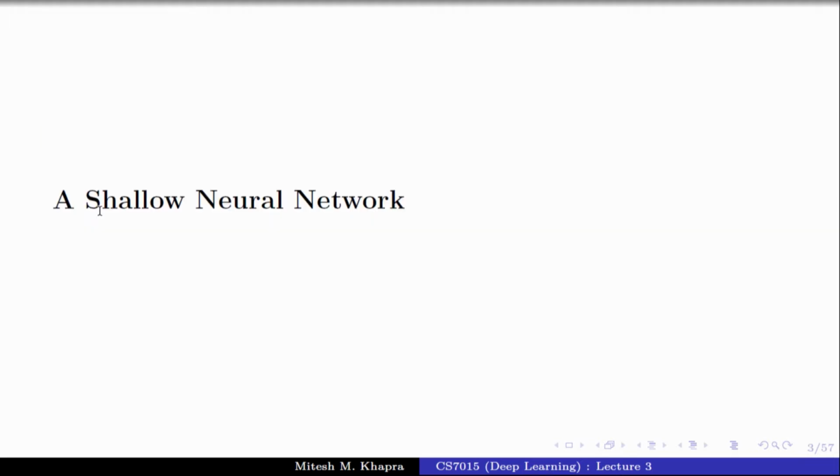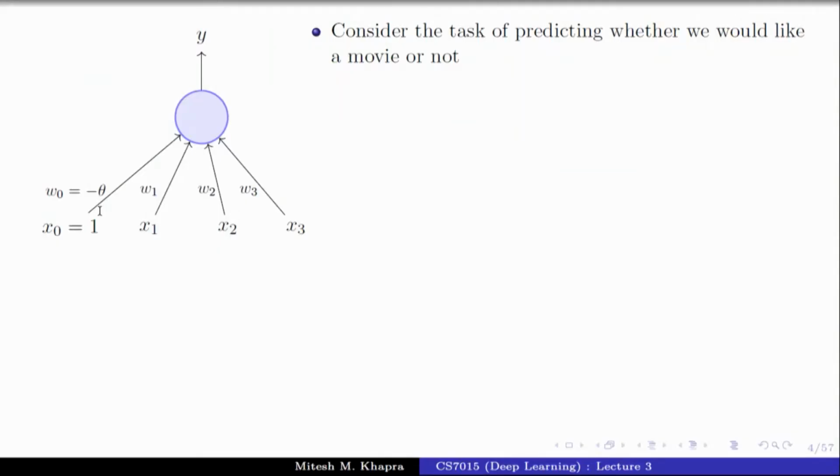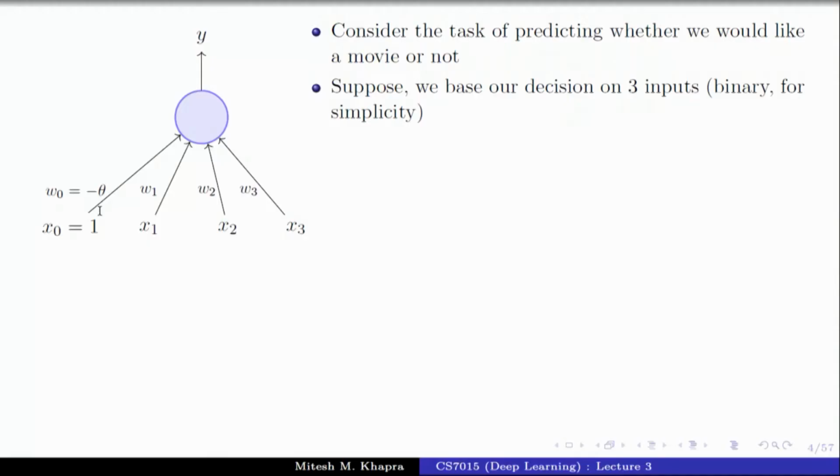So let's start with a shallow neural network. Before we go on to deep neural networks or deep learning, let's talk about shallow neural networks first. So we'll take this task where we want to predict whether we would like a movie or not. I mean, there's a new movie which has released, and you want to decide whether you should go to watch the movie or not, or in other words, you want to decide whether you would like the movie or not.